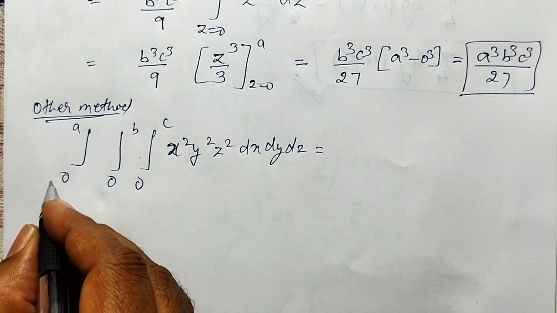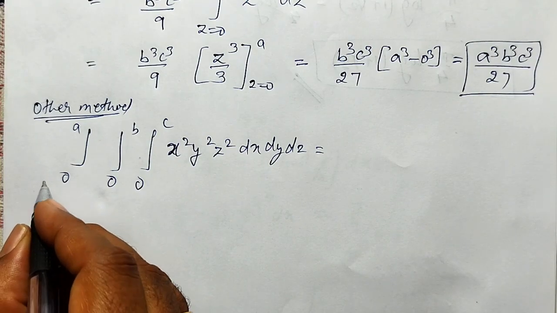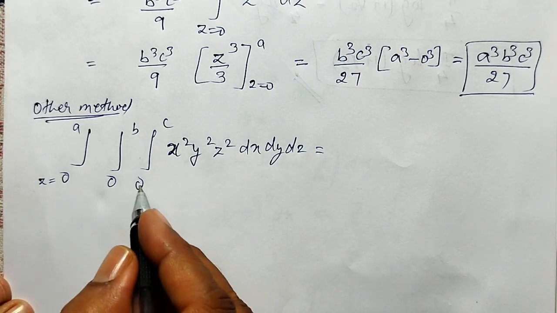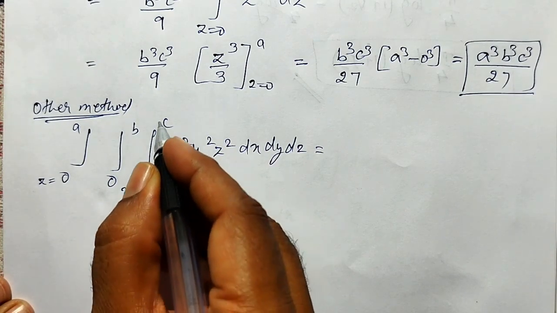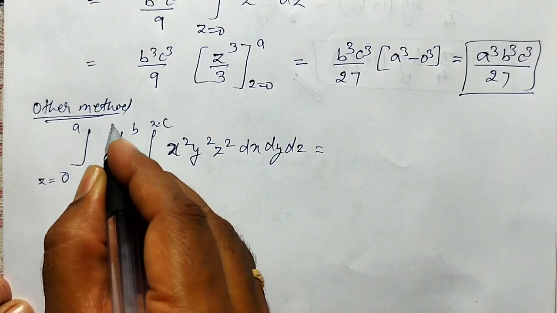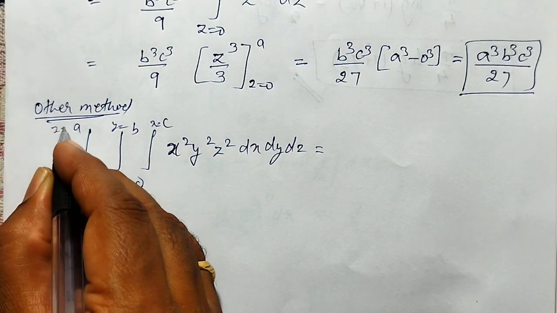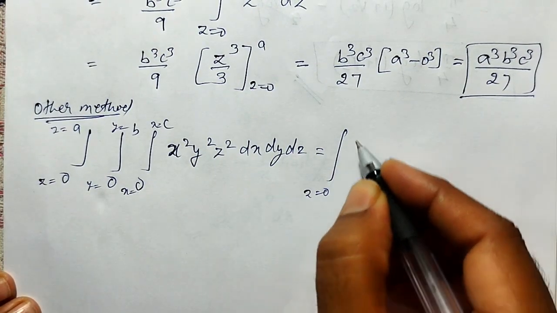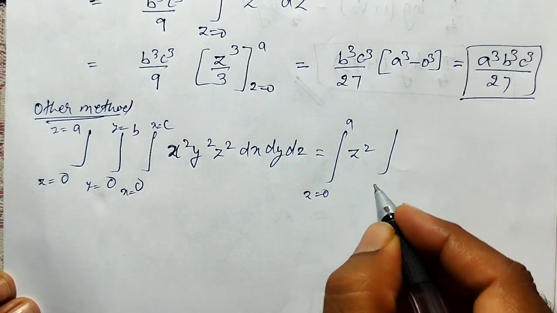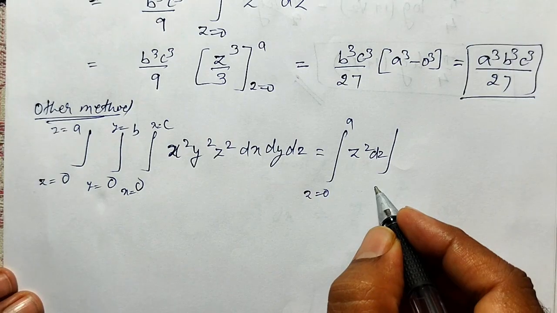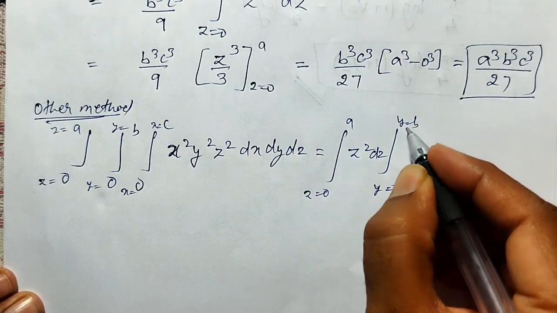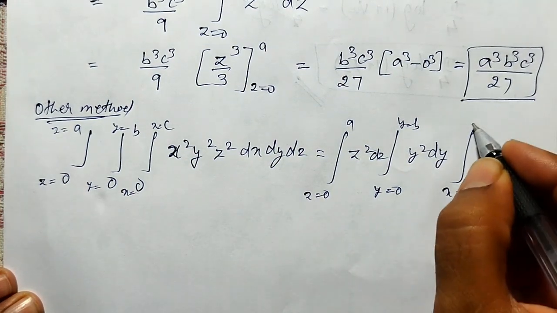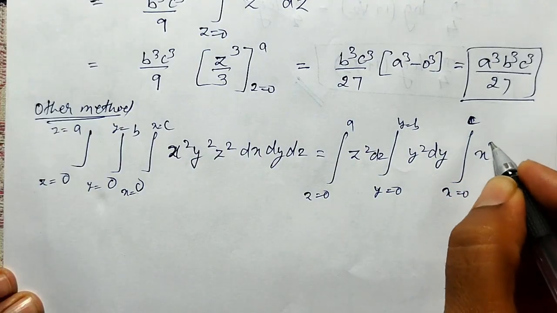That is, I will consider this one as the outside limit as same, because I am integrating first with respect to x, then with respect to y, then with respect to z. Therefore, in the reverse order I will take, this is x equal to 0 to x equal to c, this is y equal to 0 to y equal to b, and this is z equal to 0 to z equal to a I will take. And as a product, I can write it as z equal to 0 to a z square into dz, and this one I can write as y equal to 0 to y equal to b y square dy, and x equal to 0 to c x square dx.